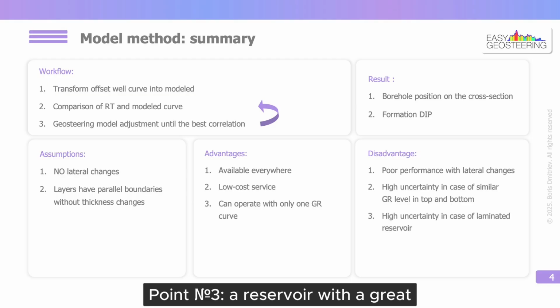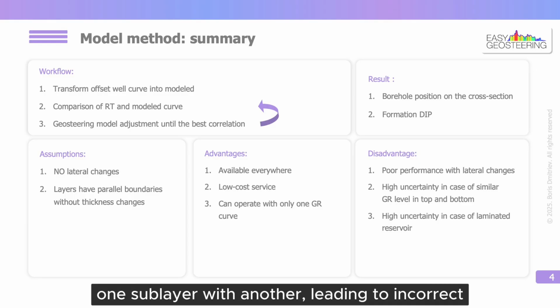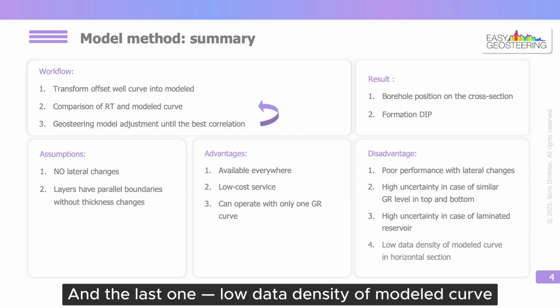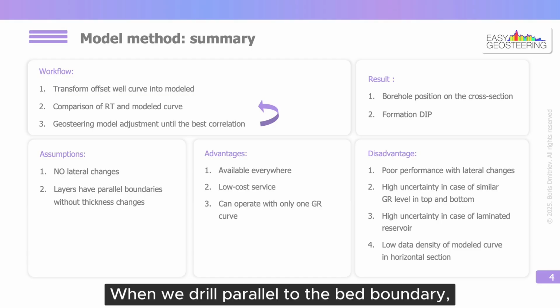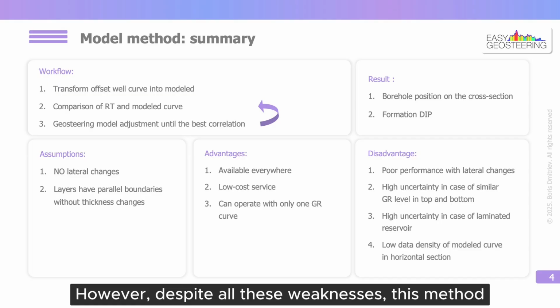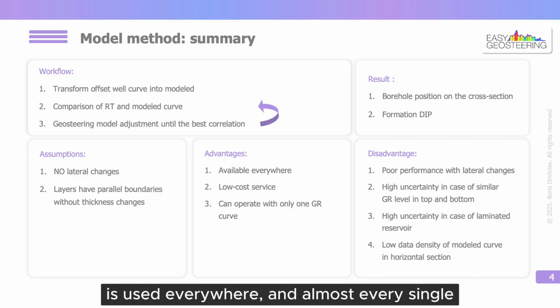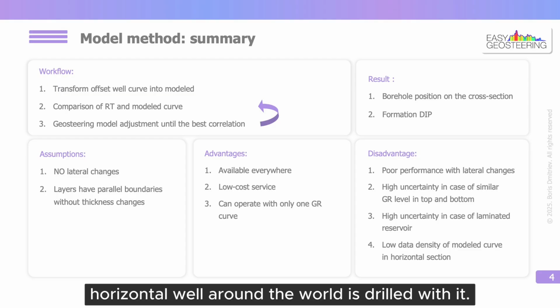Point number 3, a reservoir with a great number of thin sublayers inside. In this case, it's very easy to confuse one sublayer with another, leading to incorrect geosteering model and recommendation. And the last one, low data density of modeled curve in horizontal section, and it's just a result of geometrical projection. When we drill parallel to the bed boundary, we take very few points from the offset well and use them for the long horizontal section. As a result, the modeled curve looks like a set of straight lines, making it hard to find the good correlation. However, despite all these weaknesses, this method is used everywhere, and almost every single horizontal well around the world is drilled with it.